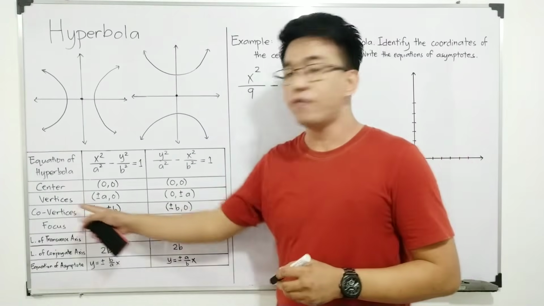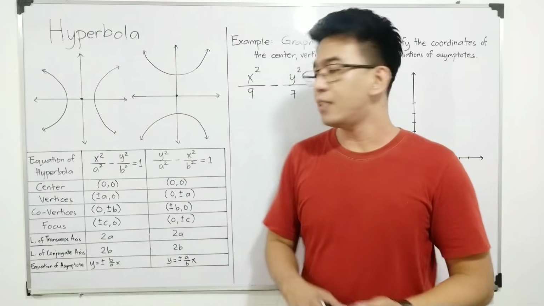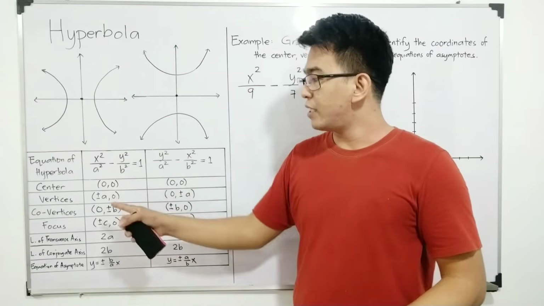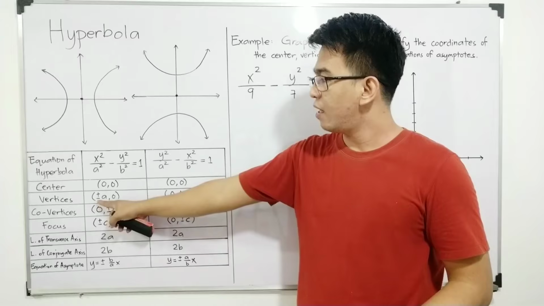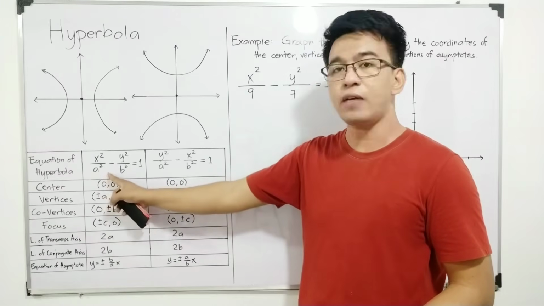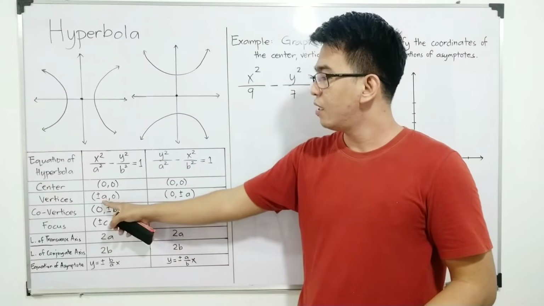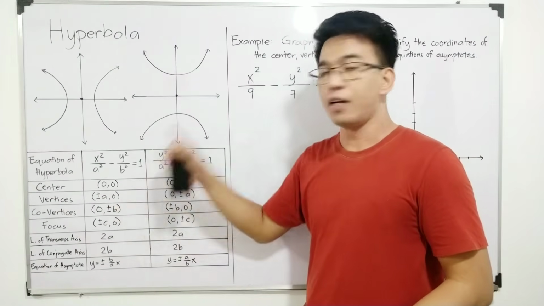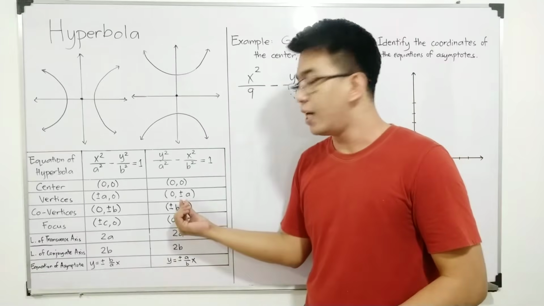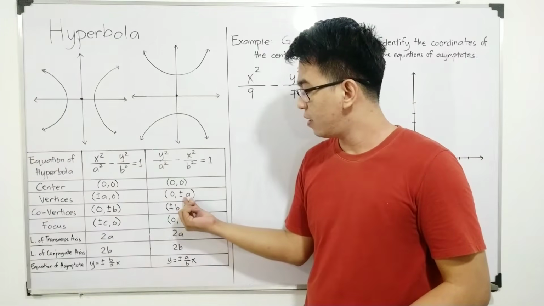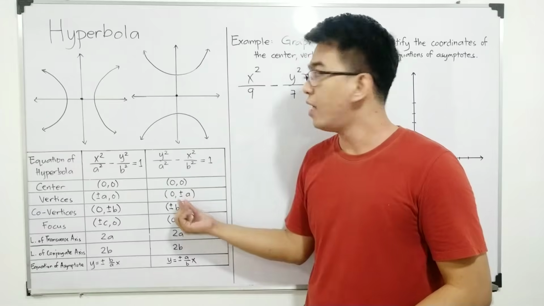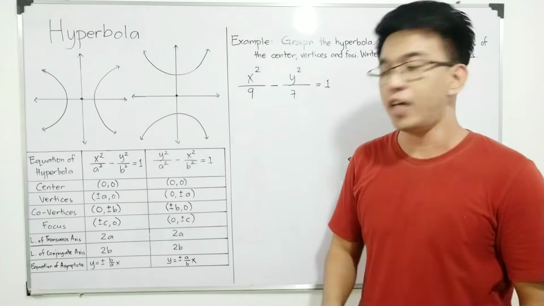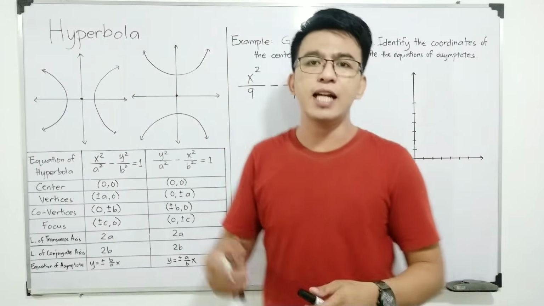Next, let's go with the vertices. As for the vertices, the general form of the vertices is this. If your hyperbola belongs to this equation or horizontal, the coordinates of the vertices are positive, negative a, 0. And if your hyperbola is vertical, that is 0, positive, negative a. Ngayon, sir, bakit merong letter a? Saan ang galing yan?